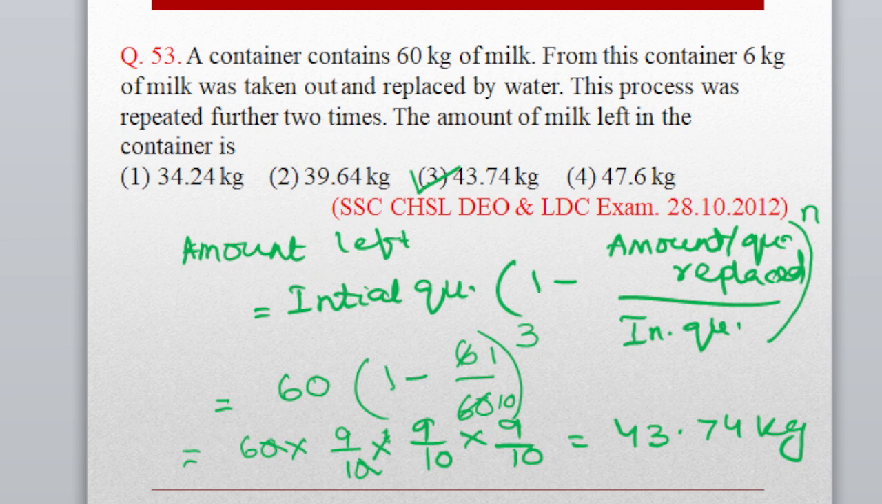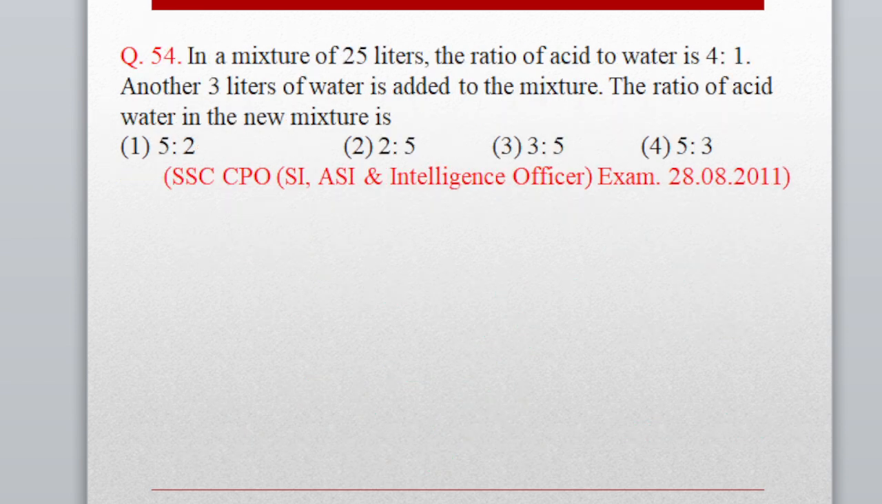Now next question, that is question number 54. In a mixture of 25 liters, the ratio of acid to water is 4:1. Another 3 liters of water is added to the mixture. The ratio of acid to water in the new mixture is, now here we have 25 liters of mixture. Now in this mixture there is acid and water. So the ratio of acid to water is 4:1.